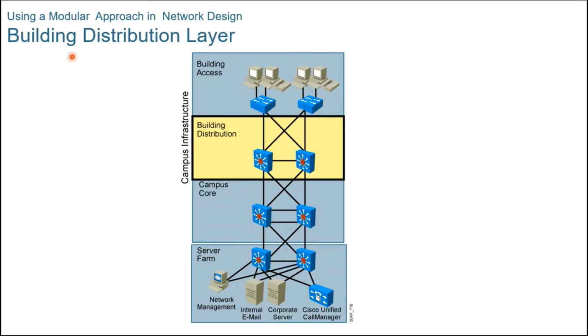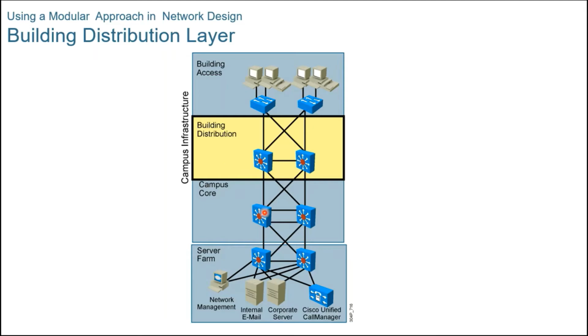Building distribution layer. The building distribution layer aggregates the wiring closets within a building and provides connectivity to the campus core. So it provides aggregation of the access layer networks using multi-layer switching. The building distribution layer performs routing, quality of service, and access control. So requests for data flow into the multi-layer switches and onward into the campus core layer. Responses follow the reverse path.